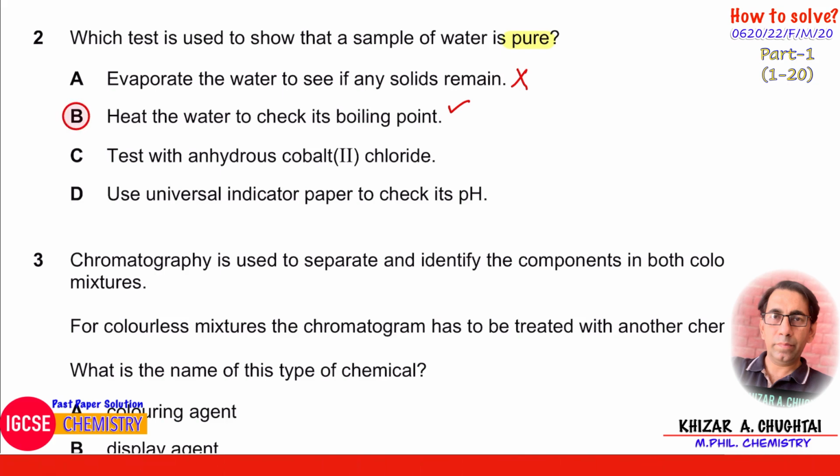Then the next option, C, the test with anhydrous cobalt chloride, is used to check the presence of water, not to check the purity of water. And once again, D, universal indicator, is again used to check the presence of water, not the purity of the water.